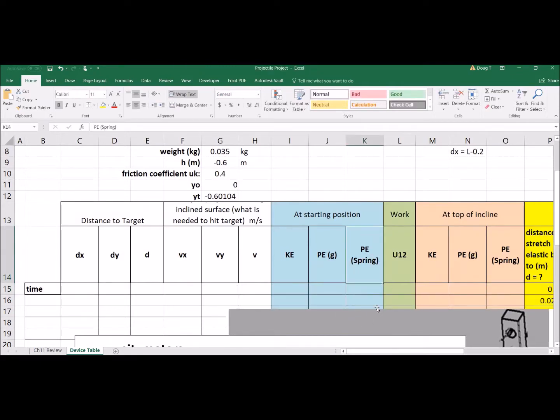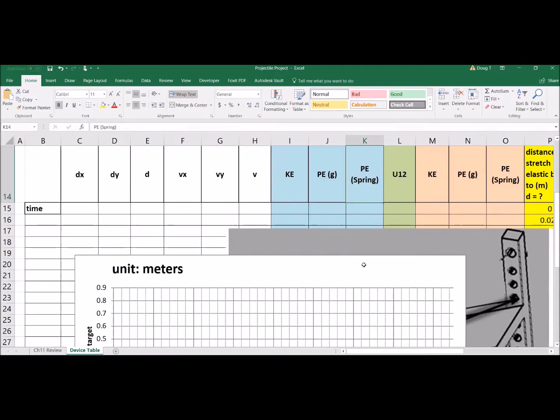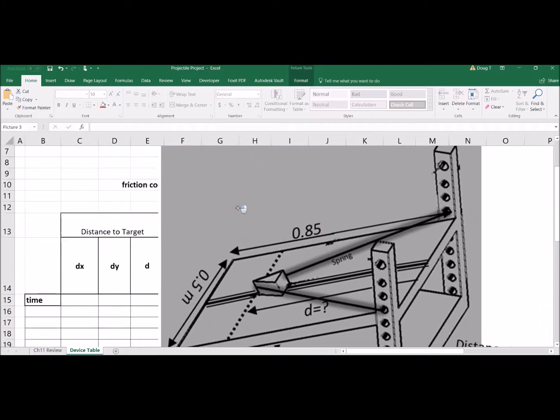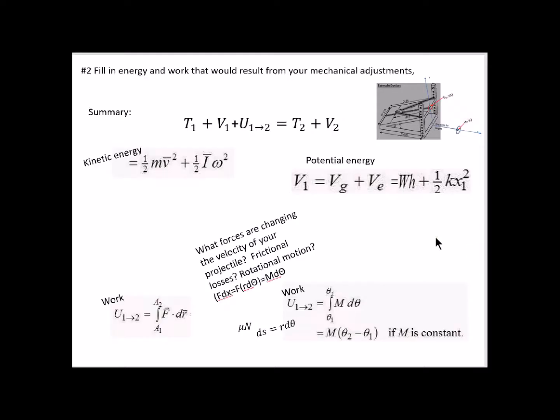Now there's going to be potential energy from the spring, and also a change in potential energy from the height of my little projectile. The spring is going to dominate, but let's put all of these columns in here and calculate all of it. Okay, walking through the PowerPoint that goes along with the spreadsheet, here's our energy balance equation. T is kinetic energy, V is all the potential energy, U is any kind of work, so frictional losses. This is going to go to our final kinetic and potential.